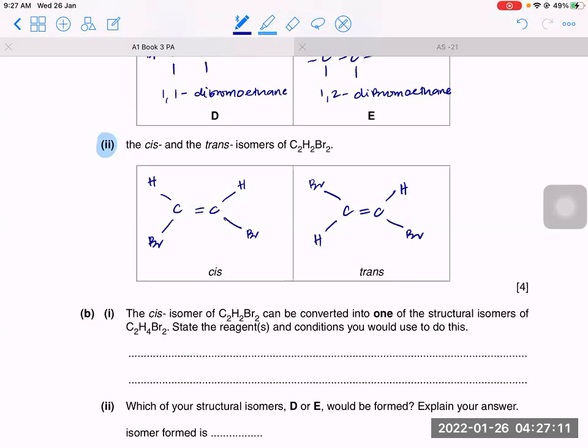Clear? Understood? Please don't attach both the hydrogens on the same carbon and both the Brs on the same carbon. This will not give you cis-trans. Clear? Understood? Yes?